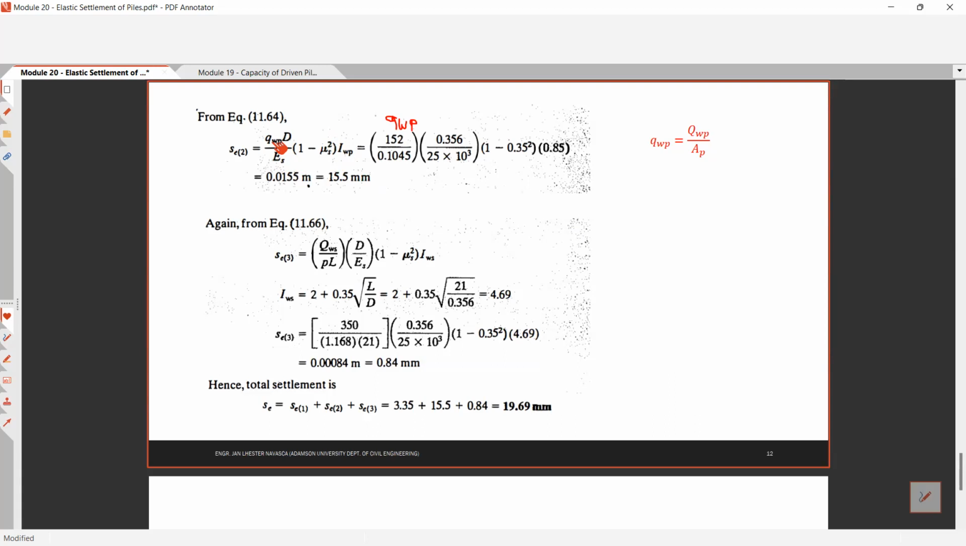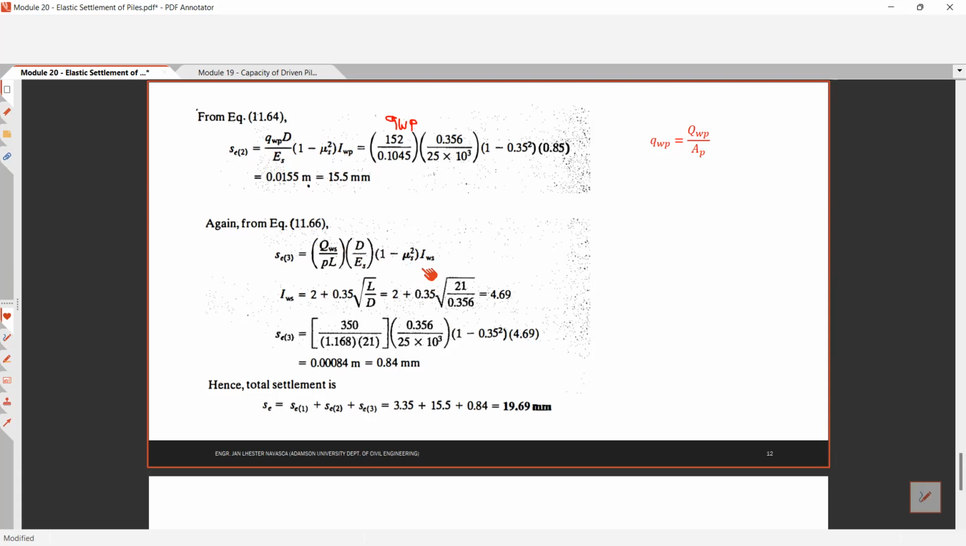Okay. This is the force per unit area due to the skin friction. Since naman yung skin friction kasi acting on the total surface area, syempre siya yung may contact doon sa soil sa labas. So therefore, if your total load due to the skin friction divided by the surface area, so meron ka ng force per unit area. Ito yun, which is this one. And D over ES still the same, 1 minus mu squared S, or mu squared is the same, and IWS is the same.